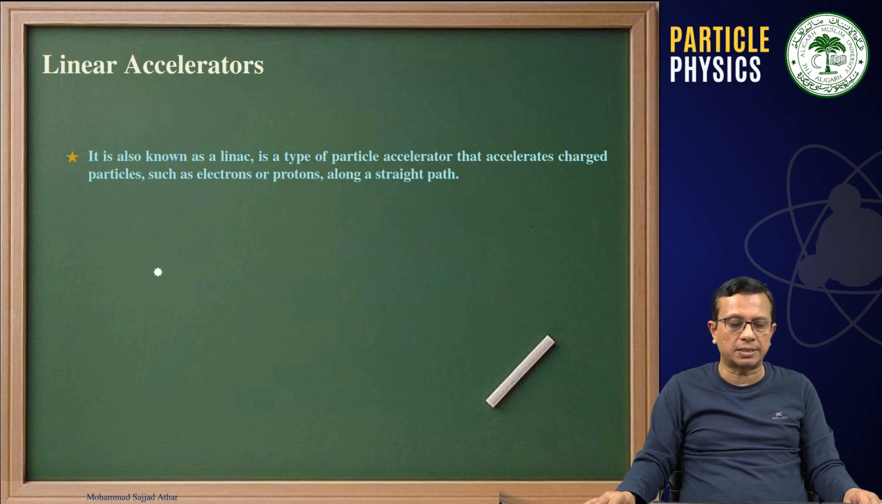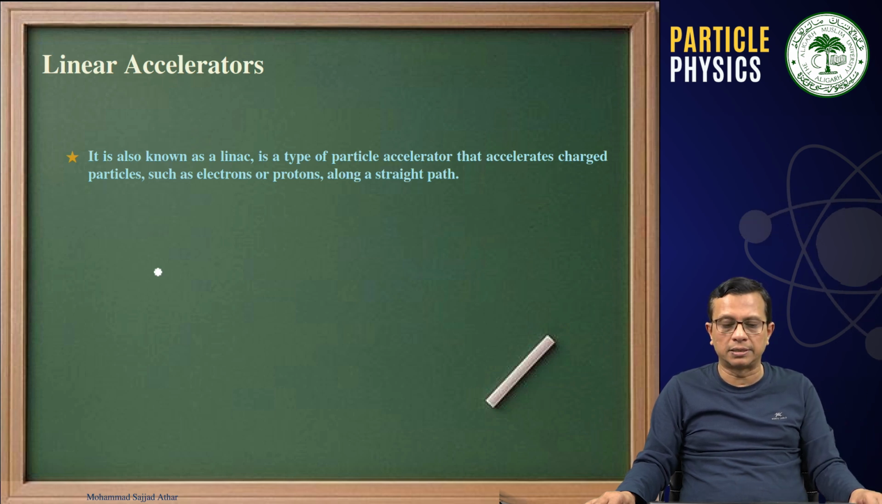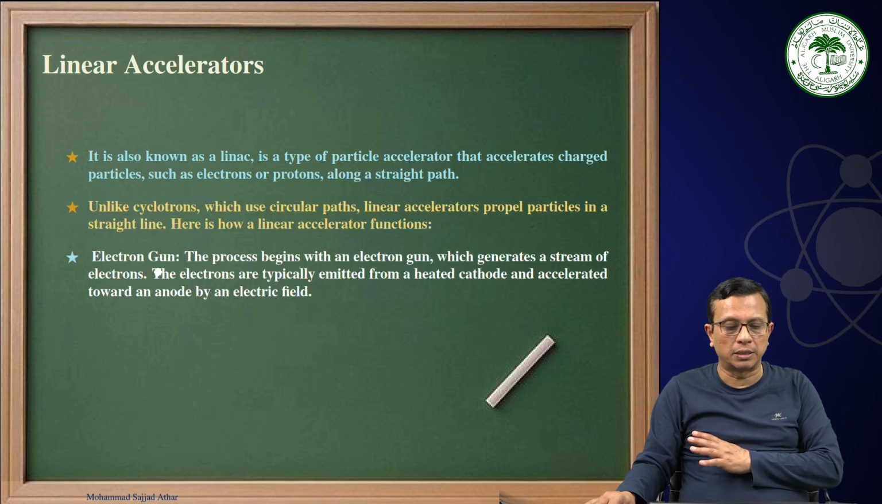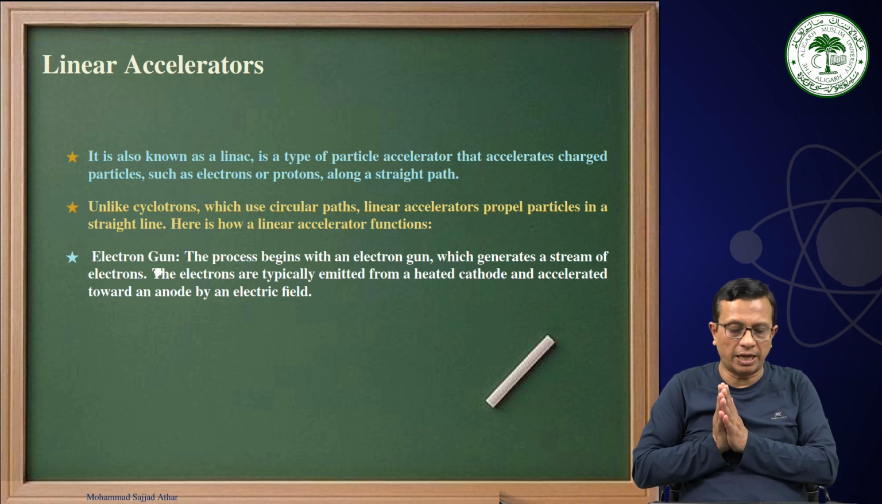Then you have linear accelerators. It is also known as LINAC. It is a type of particle accelerator that accelerates charged particles such as electrons, protons, or ions along a straight path. Unlike cyclotrons, which use circular paths, linear accelerators propel particles in a straight line. Here is how a linear accelerator functions. First, you have an electron gun, for example. The process begins with an electron gun which generates a stream of electrons.